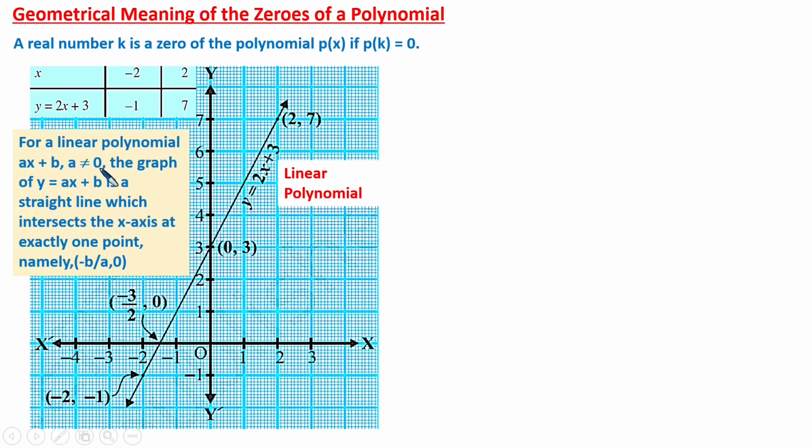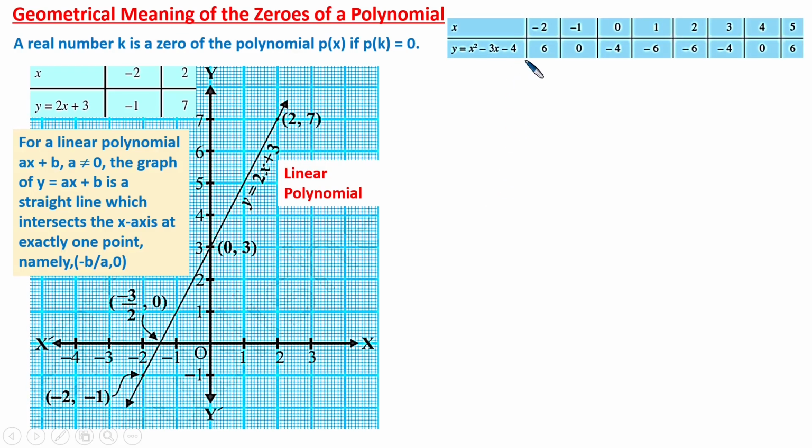So for a linear polynomial ax plus b, a is not equal to 0, the graph of y is equal to ax plus b is a straight line which intersects the x-axis at minus b by a, that is, the point (minus b by a, 0). So at y equal to 0, this is your x-axis, it will be minus b by a, that is minus 3 by 2. Please go through the class 9 lecture also.